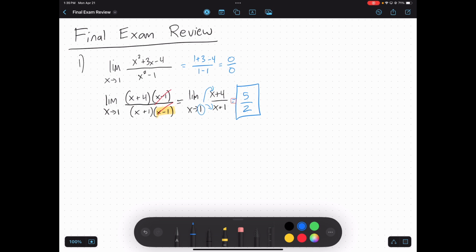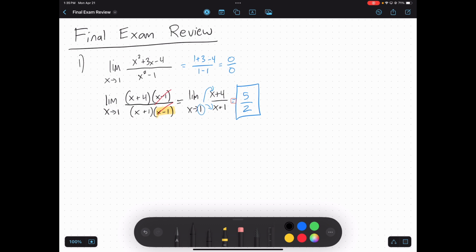Good little review on limits. What do we call this type of discontinuity? Which type is it? Yeah, it's a removable discontinuity because we were able to cancel out that discontinuity and evaluate the limit. I still had a result for the limit, even though I didn't specify direction or anything like that. Right, that's a removable discontinuity.